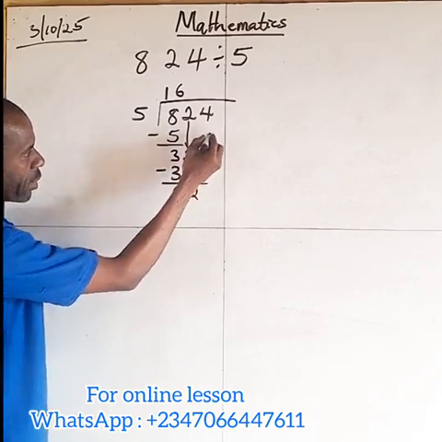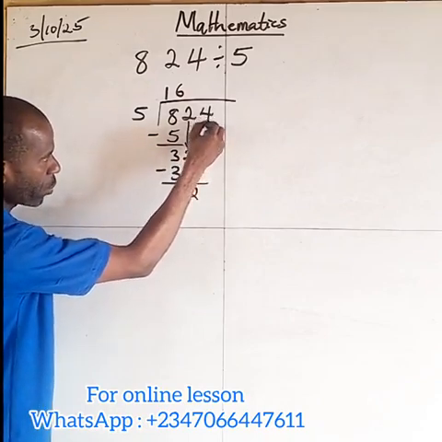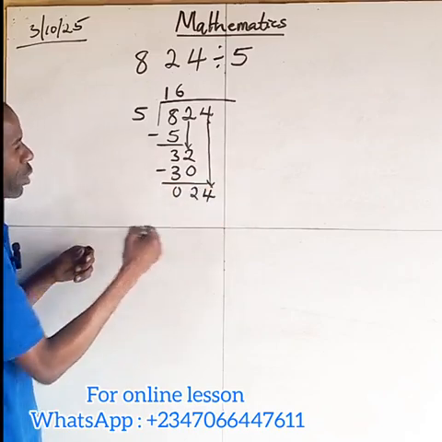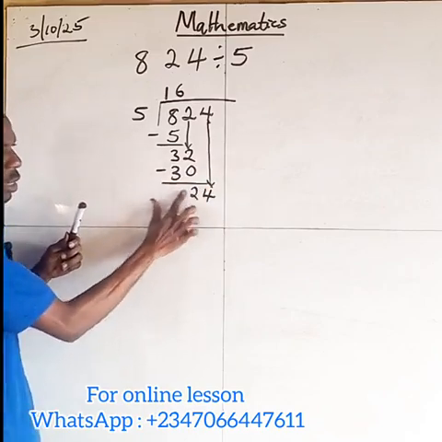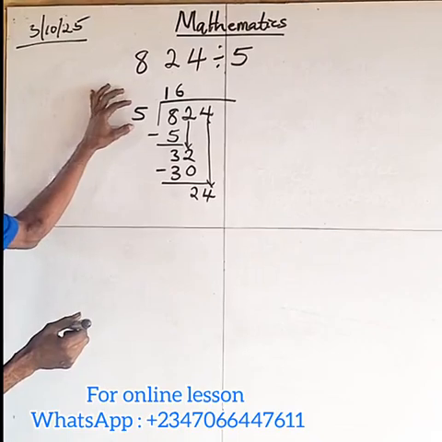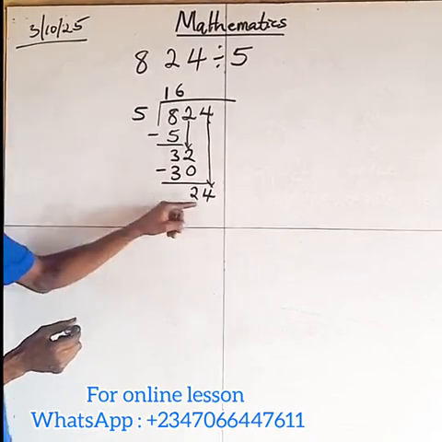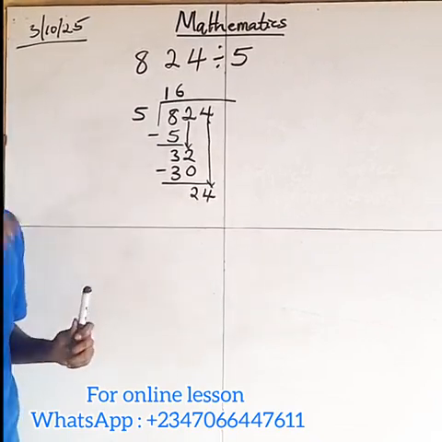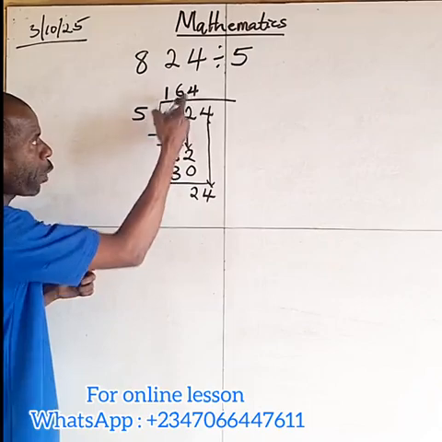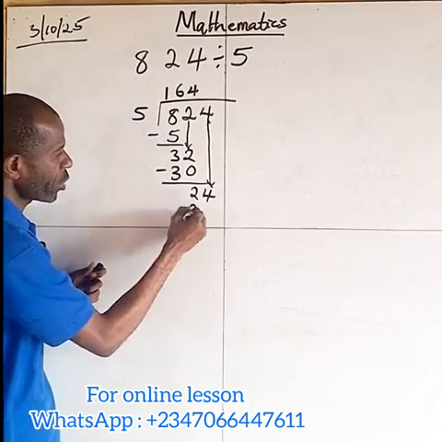Now let us bring down the next number. This is the next number. Bring it down. If you bring it down, it becomes 24. So we can erase this one here, no problem. Now we have 24. Now how many times do you think 5 can go into 24? It can only go there 4 times. You write down the 4. Then 4 times 5 is 20.